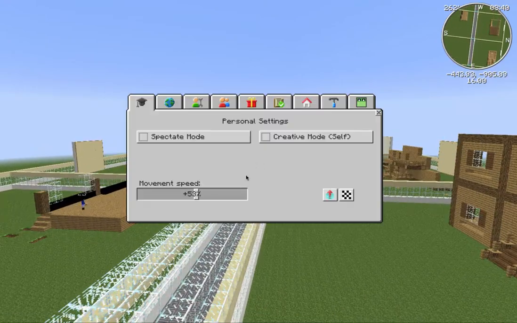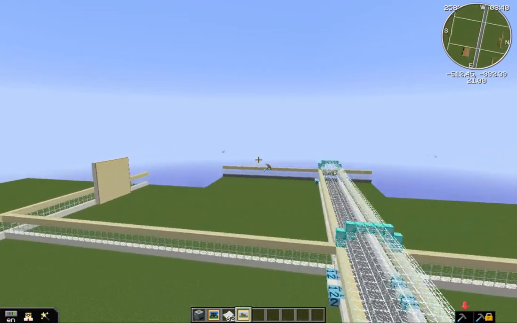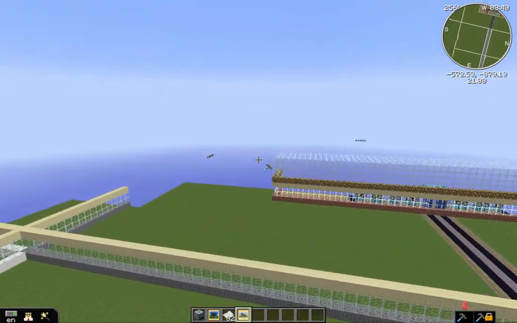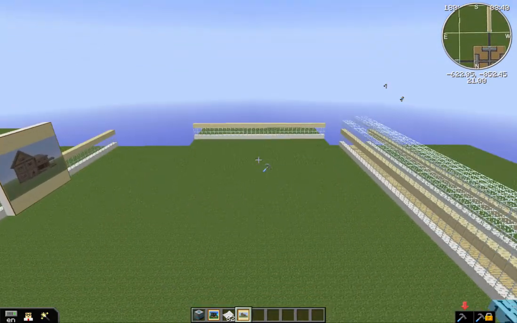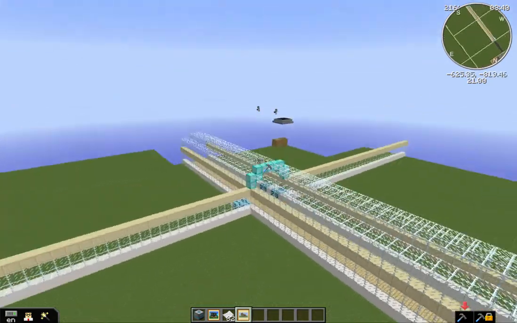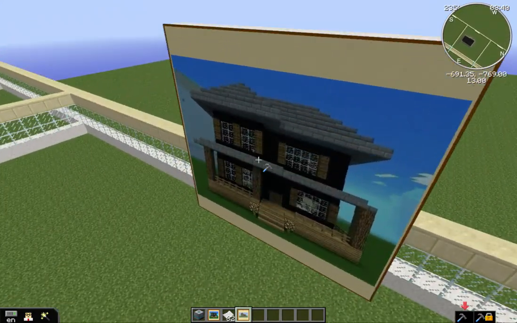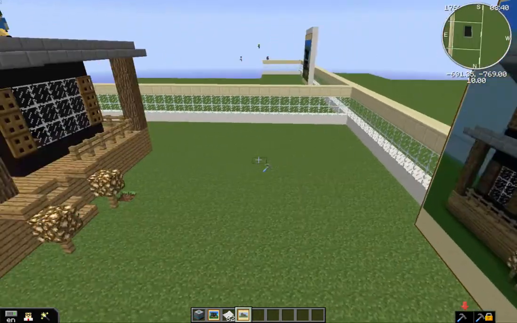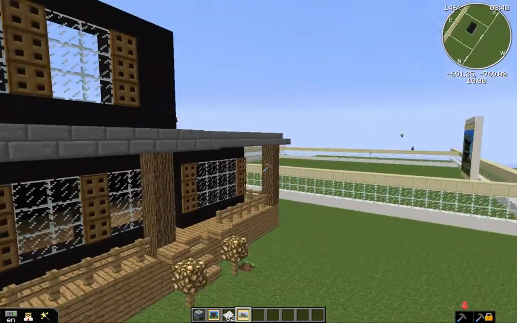Let me turn up my speed here so I can go much faster. Okay, so now we're going to check out groups 17 to 24. This is a good idea that these guys did. They have the house right behind them, so all they have to do is keep turning around to look.